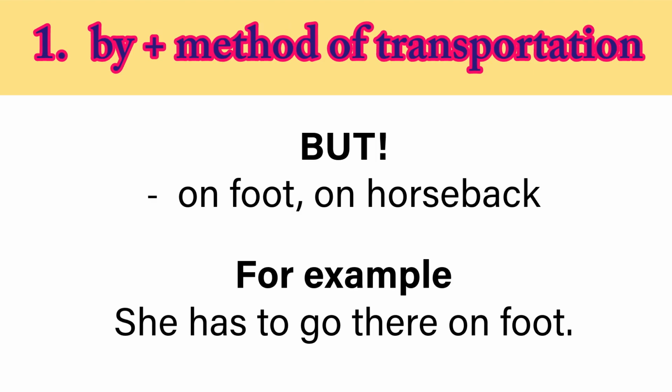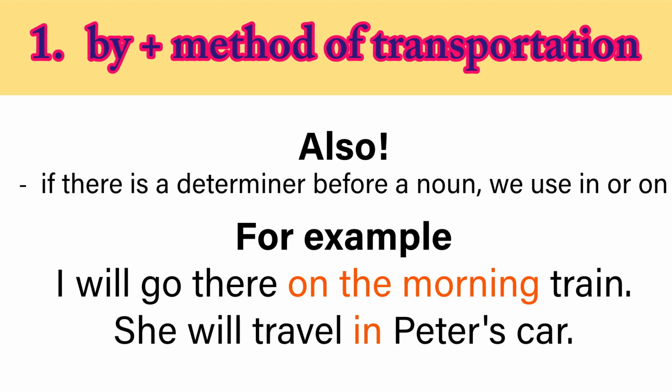But we say on foot, on horseback. For example, she has to go there on foot. Also remember, if there is a determiner before a noun, we use in or on. For example, I will go there on the morning train. She will travel in Peter's car.